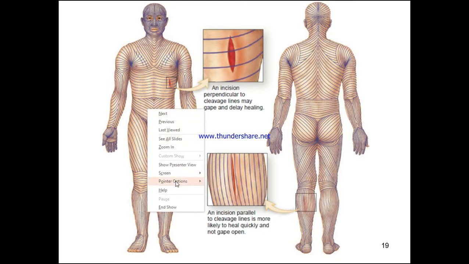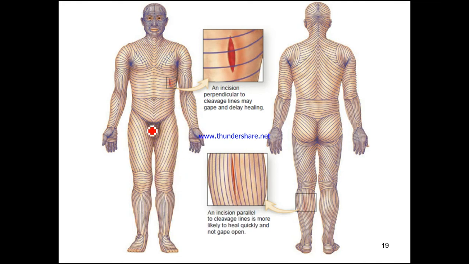So we can give you an example here. If we did, say, an appendectomy, although it's really laparoscopic now, but if you were to see an appendectomy scar, the incision would follow the lines. You wouldn't see an appendectomy that was performed like so, because that would be transecting the lines, and that would give a very large scar. You'd get a much bigger scar.